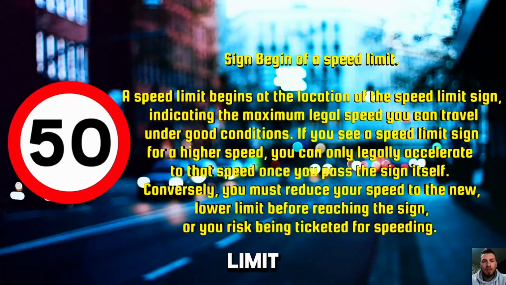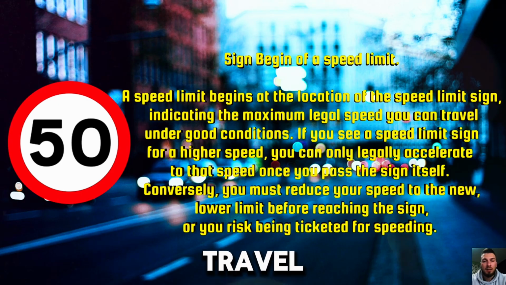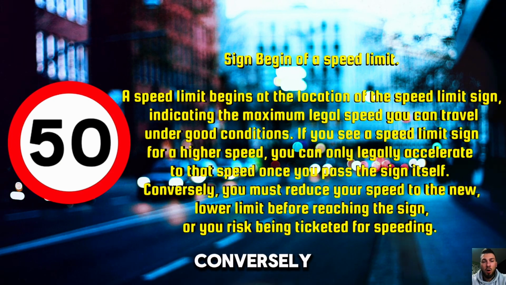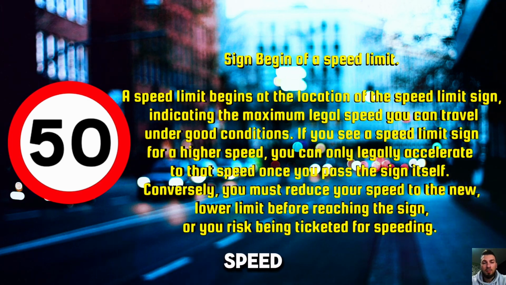Sign begin of a speed limit. A speed limit begins at the location of the speed limit sign, indicating the maximum legal speed you can travel under good conditions. If you see a speed limit sign for a higher speed, you can only legally accelerate to that speed once you pass the sign itself. Conversely, you must reduce your speed to the new, lower limit before reaching the sign, or you risk being ticketed for speeding.